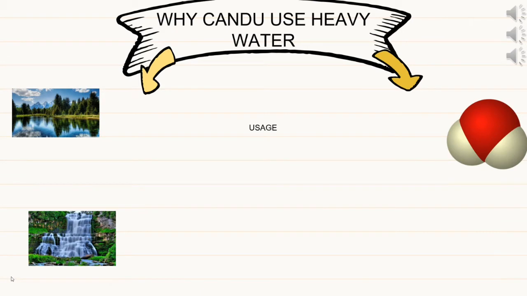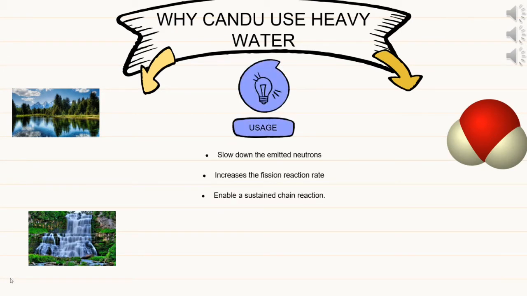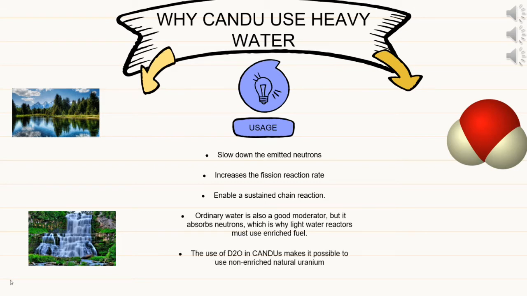Can-Do use heavy water. It is one of its specialty. Common water is a good moderator, but it will absorb neutrons, so the fuel used must be enriched. But in Can-Do, the use of D2O make it possible to use natural or non-enriched uranium.